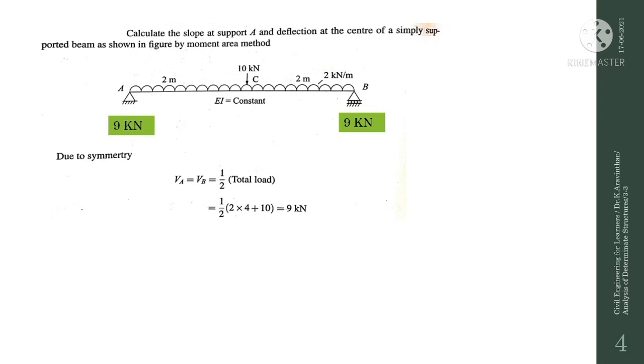So what is the case when you have a UDL and a point load? In the last problem you had 2 point loads. If you have a UDL and a point load, how do you find the deflection at the center? This is the question here.